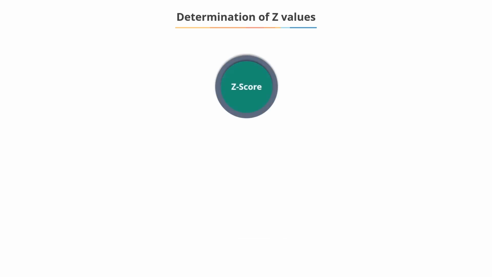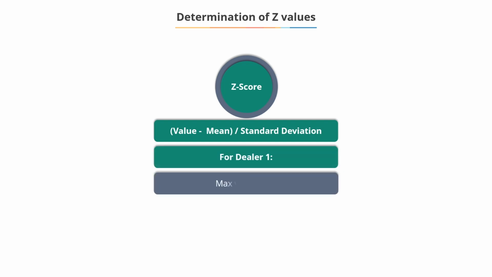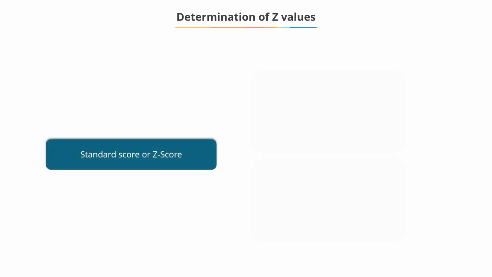Next is the z-score. Z-score for a value equals value minus mean, divided by standard deviation. Hence for the max value 85, for the first dealer, z-max equals 85 minus 75.5 by 8.61684, which is equal to 1.10249. Similarly, other z-values can be computed.